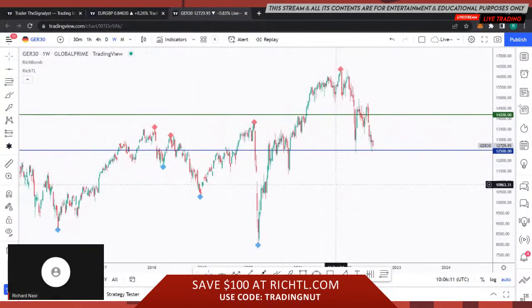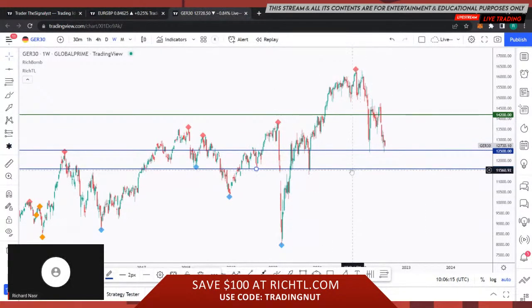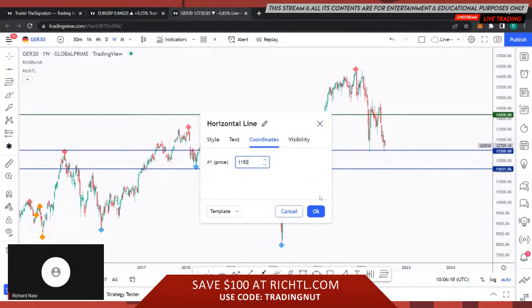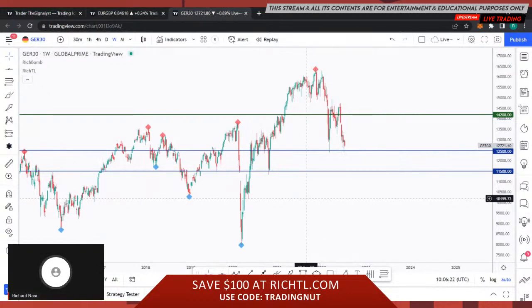Okay, let me check weekly time frame. It would look better. Okay, can't really add much for now. The next one would be around here, around 11K.5. And yeah, that's basically it.